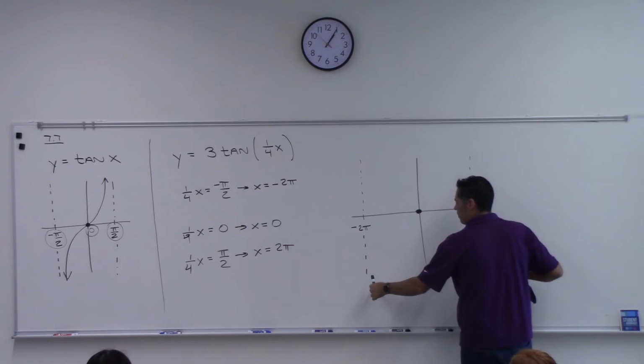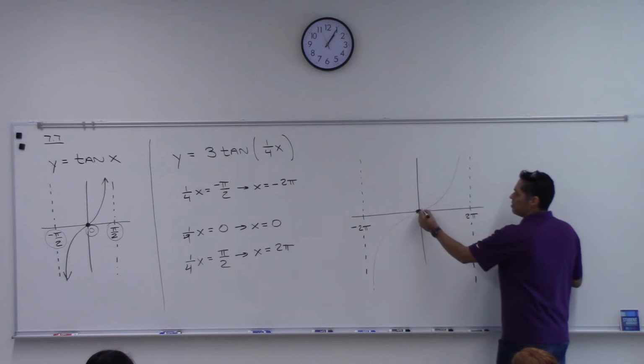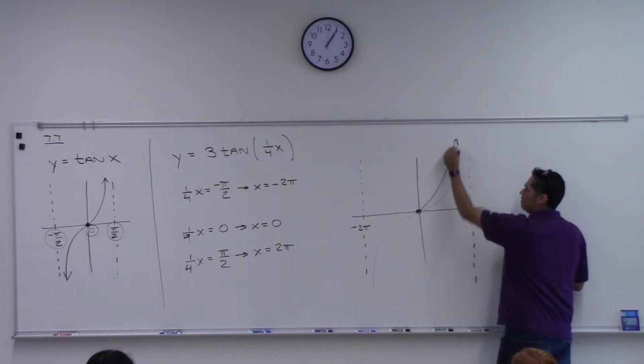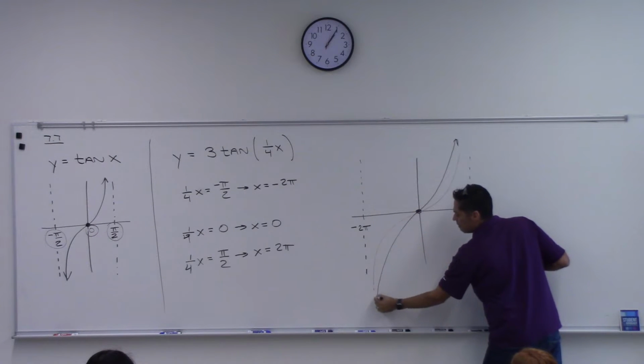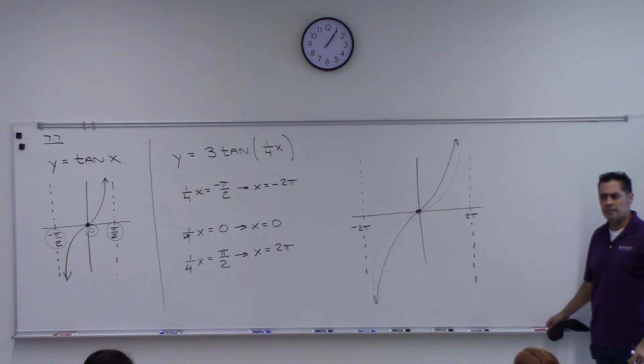So it's kind of like this. If this was tangent, 3 times tangent, we'll just take each point and multiply by 3. So it gets stretched up like this. But do you see it's basically the same shape? Still does the same thing? Yes?